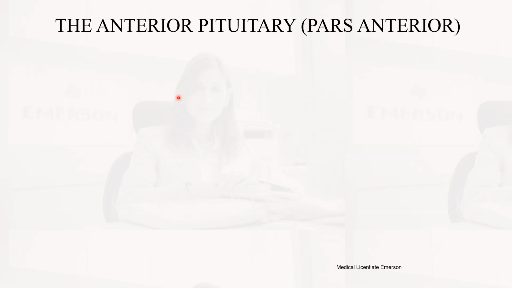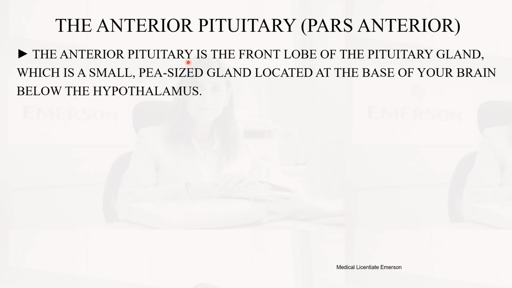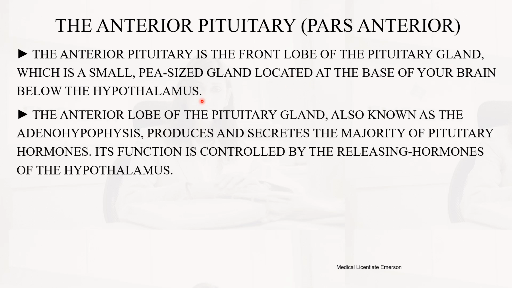Okay, so now let's start with the lobes. So specifically, we're starting with the anterior lobe. So the anterior pituitary is the front lobe of the pituitary gland, which is a small, pear-sized gland located at the base of your brain, below the hypothalamus.